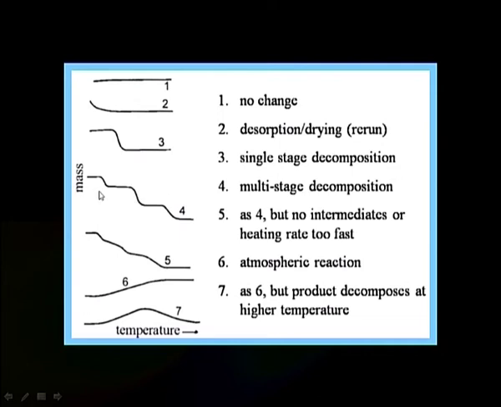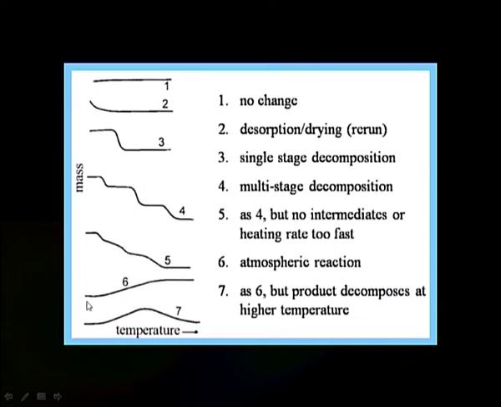In the case 4th, we can see that it is horizontal followed by a decrease, and we see several such steps, which shows a multi-stage decomposition. Then comes 5. Here we can see that there is no clear step. Initially it was constant and then it is decreasing very fast with no clear steps, which means that it is showing no intermediate, or the heating rate is too fast.